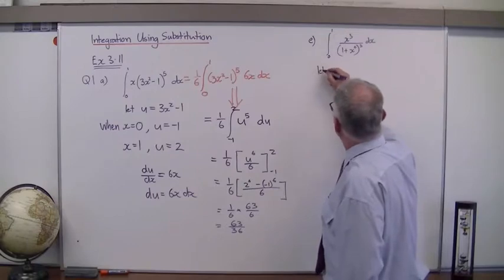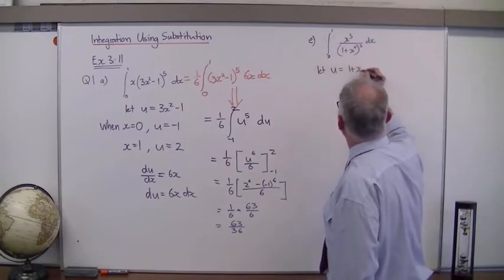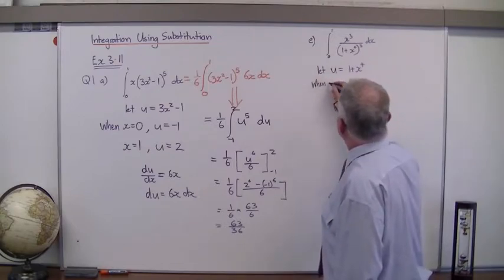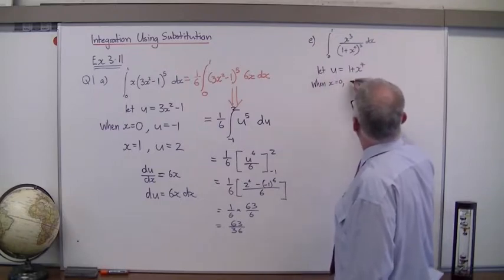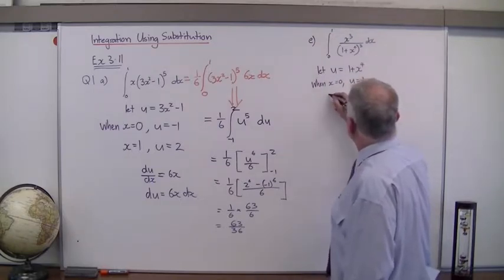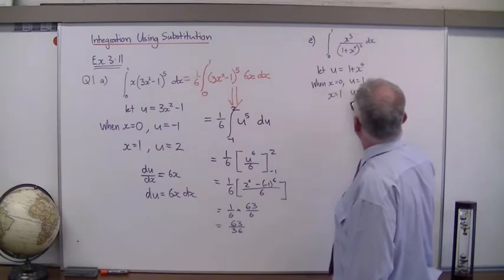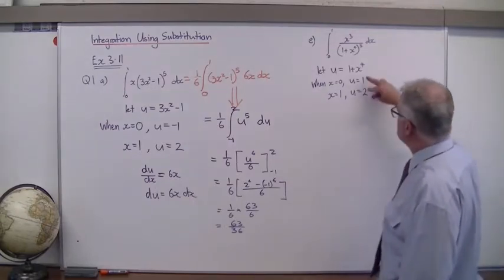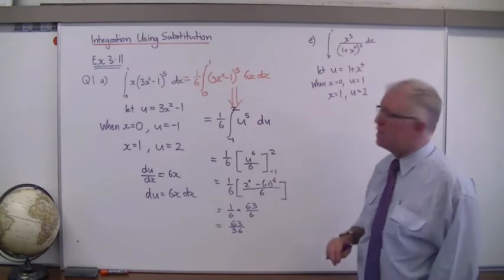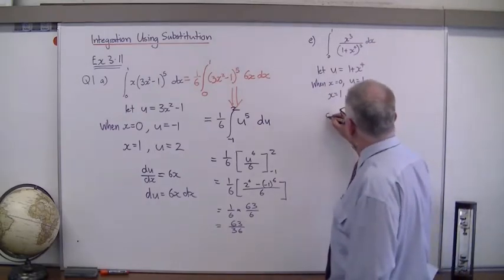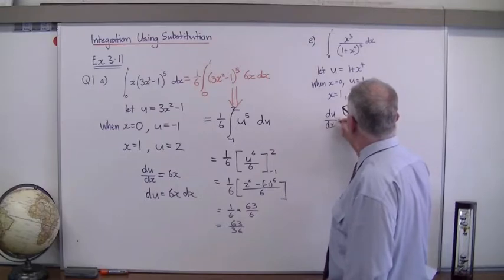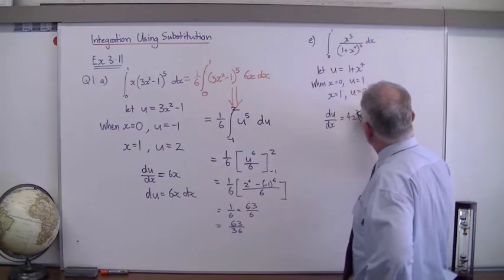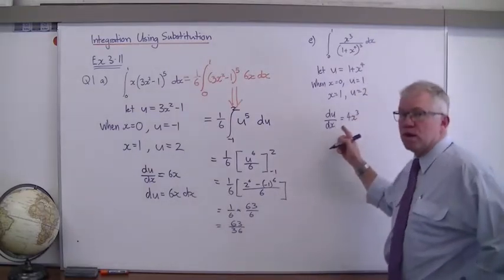So I'm going to let u equal 1 plus x to the power of 4. That means when x equals 0, u equals 1, and when x equals 1, u equals 2. This is going to be important for changing our limits of integration later on. The other important thing that we need is that du dx, the derivative of u with respect to x, will be 4x cubed. Okay? It'll be 4x cubed.